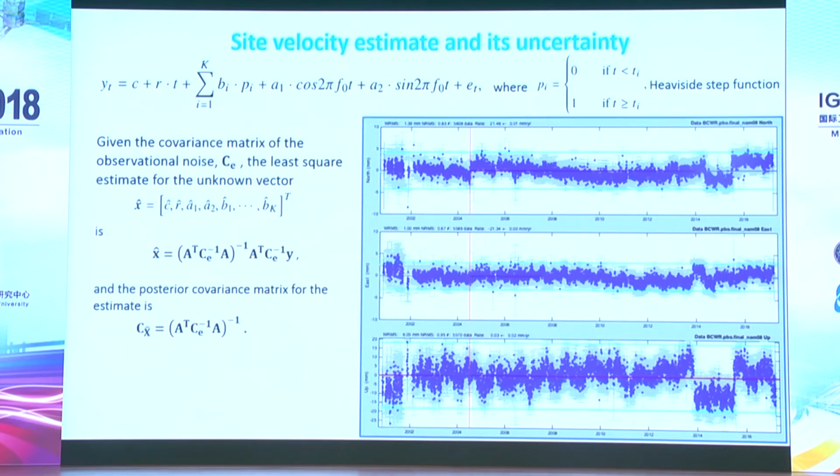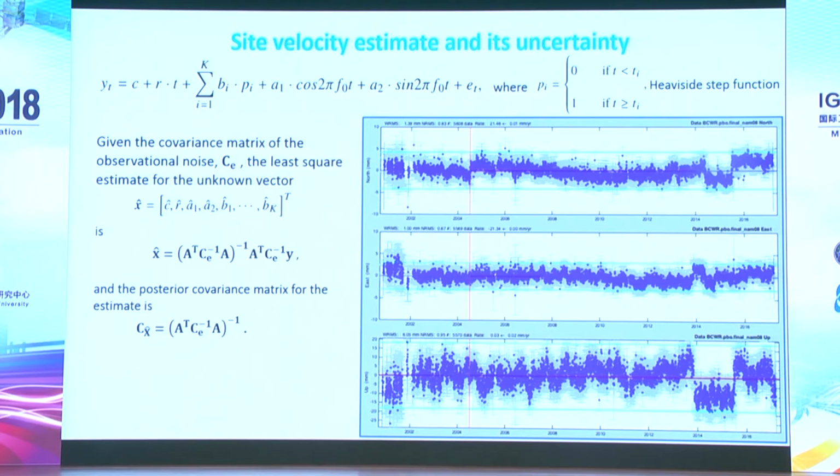If we have a continuous time series and a couple of data breaks, we can still estimate the velocity for this site. So we can use this observation equation, where y_t is the position of the site observed at time t, c is a constant term, and r is the velocity of the site. We also include annual terms. And because we have data breaks in the time series, we need to use Heaviside step functions to describe the effect of each data break. Here e_t denotes the observational error.